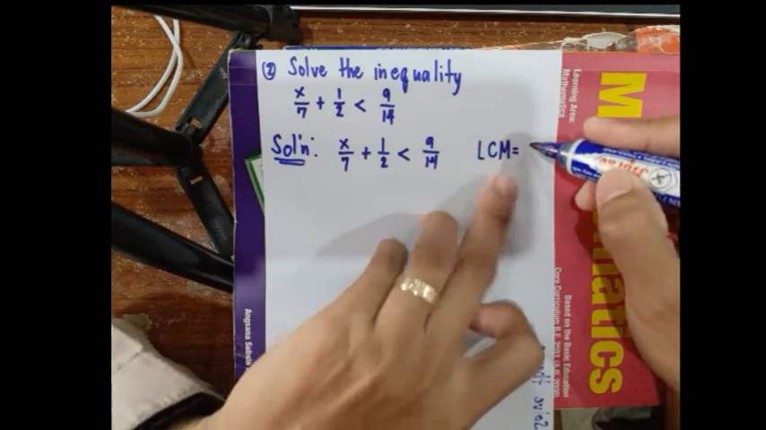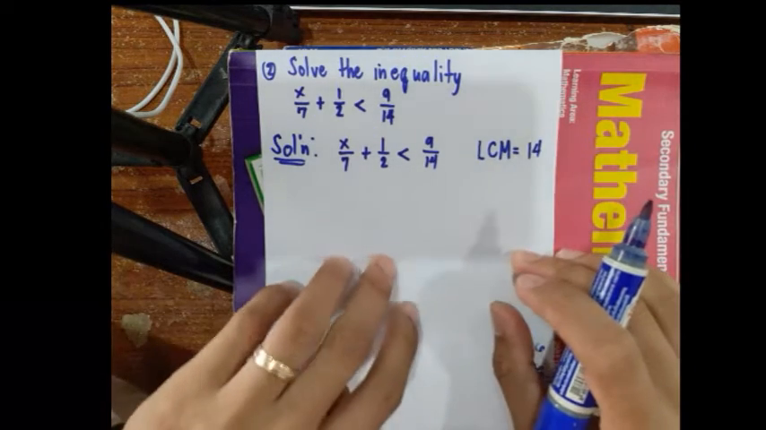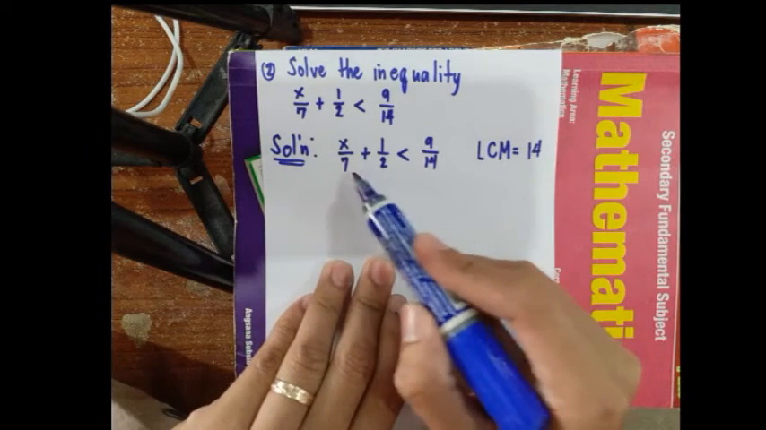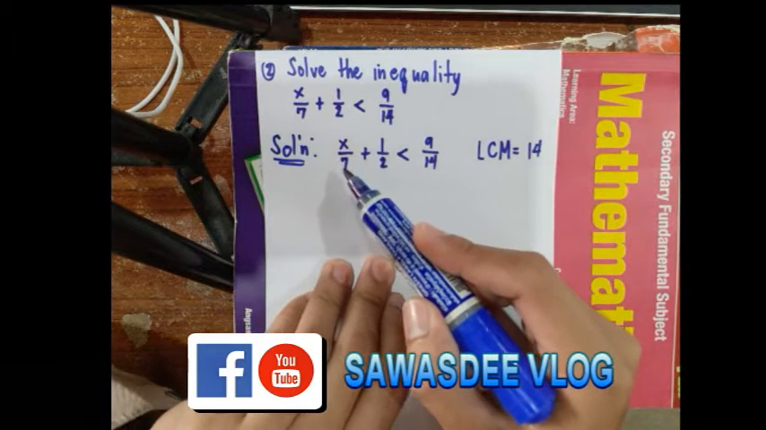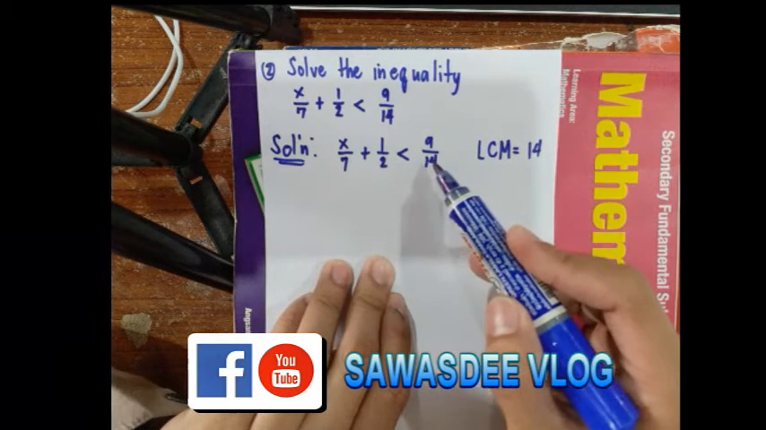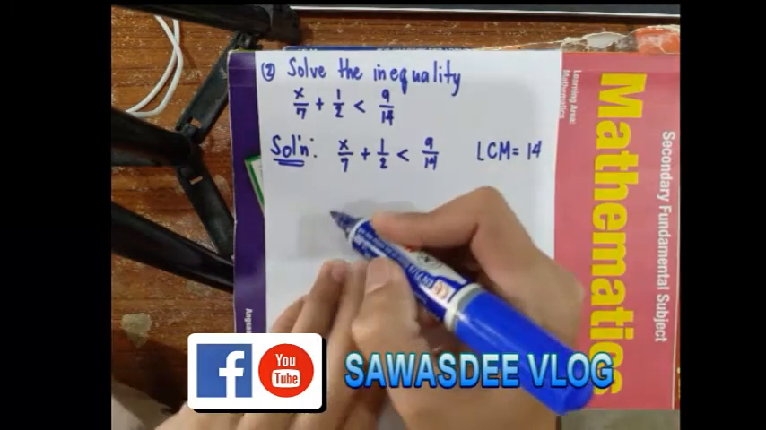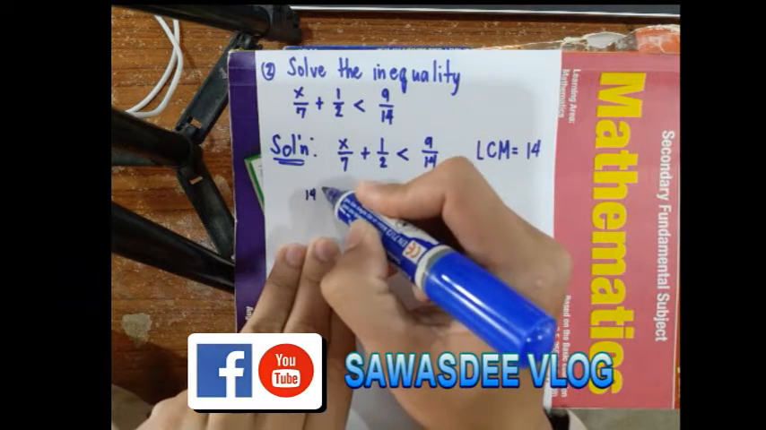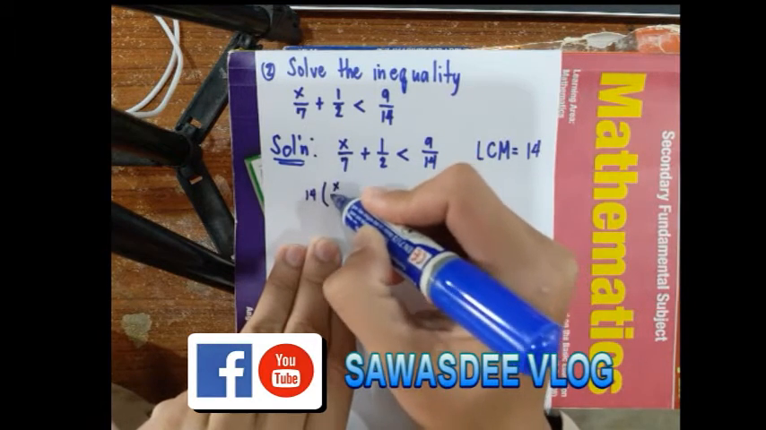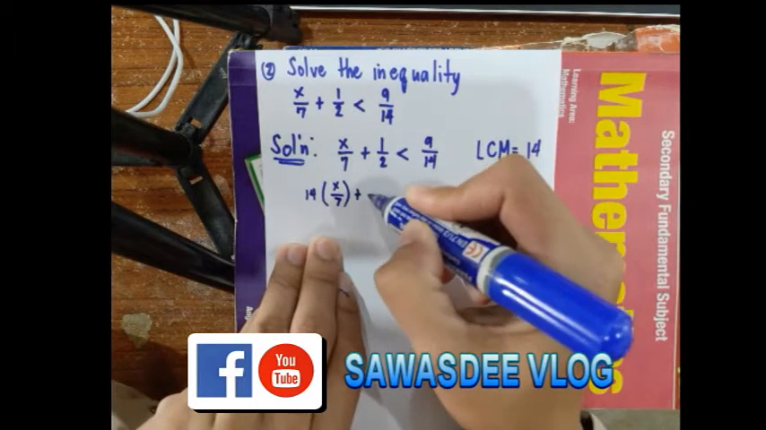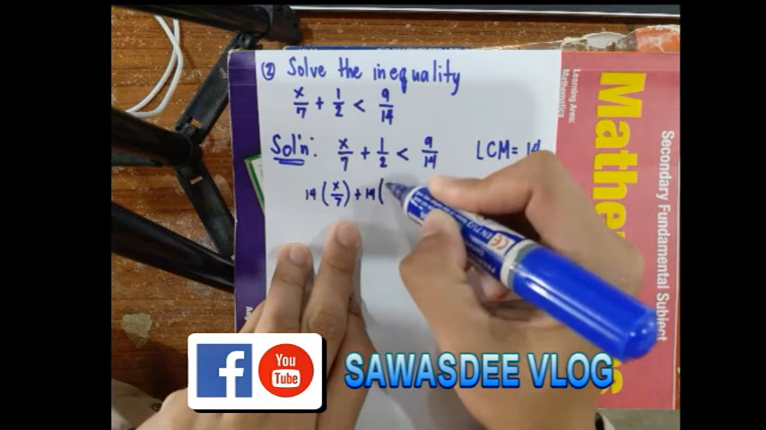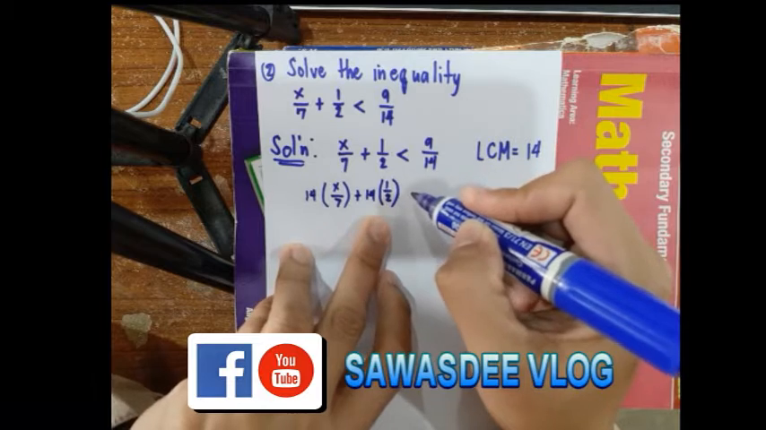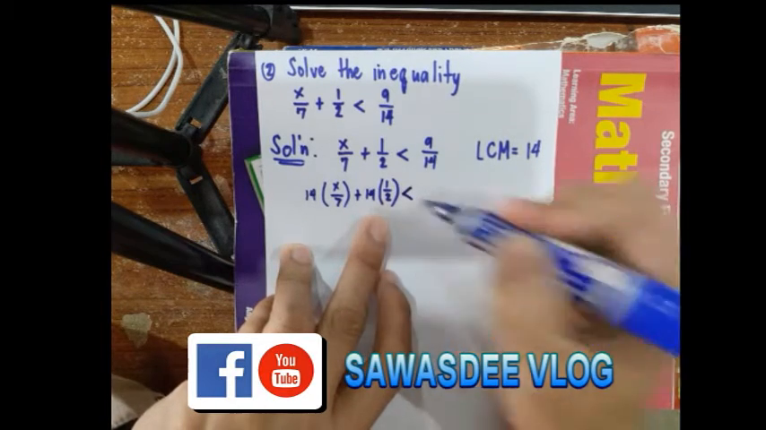Okay, so let's go back to our inequality. The LCM is 14. What do we do with the LCM? We will multiply each expression. How many expressions do we have? We have 1, 2, and 3. So this is 14 times the expression x over 7, plus 14 times 1 over 2. The inequality symbol will not be changed, it stays the same.